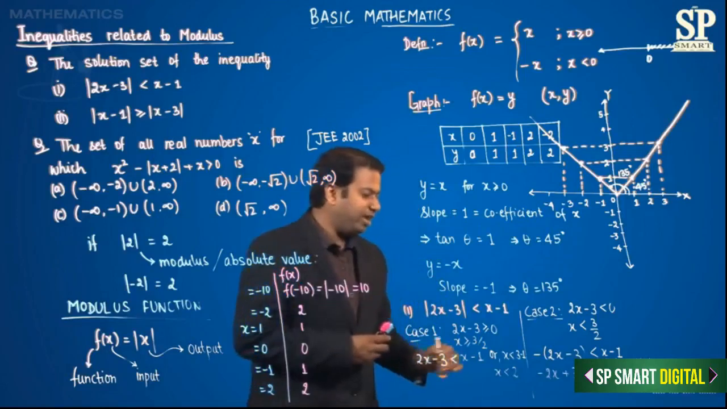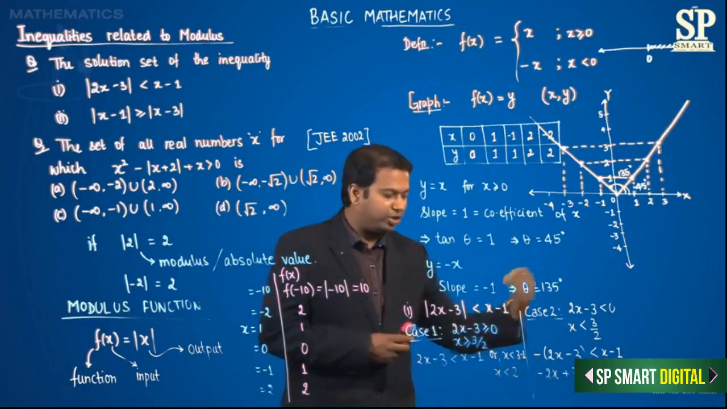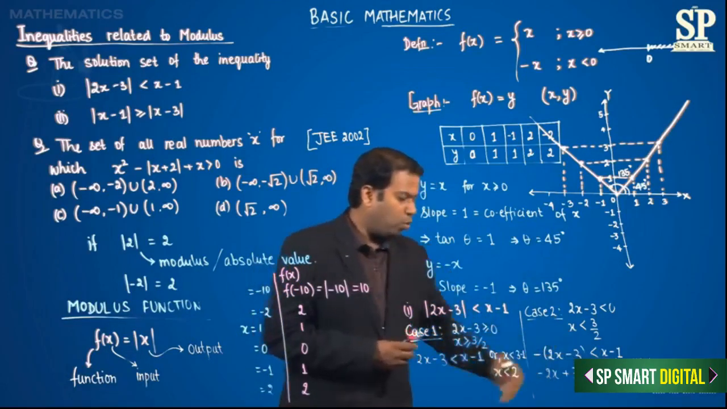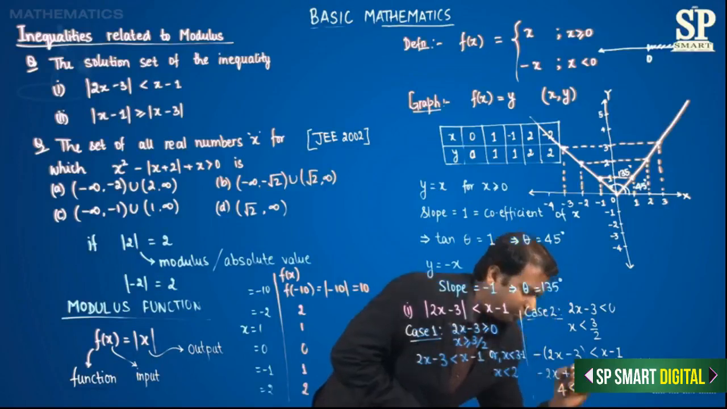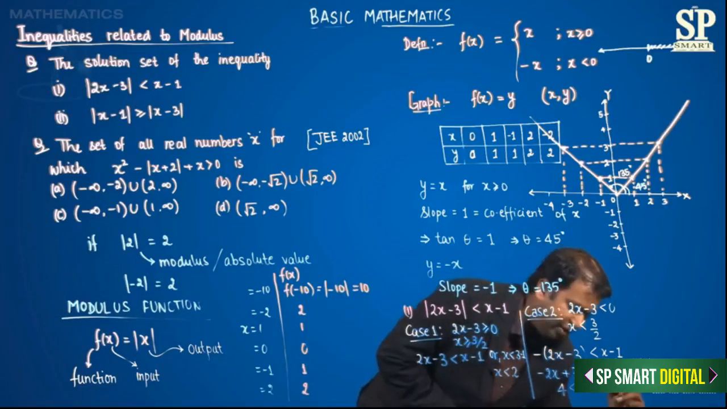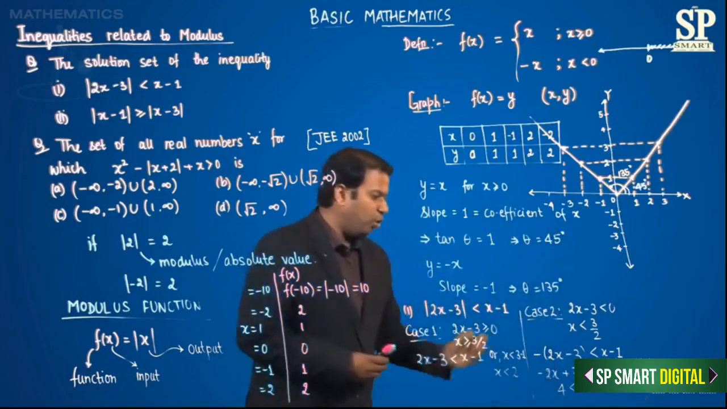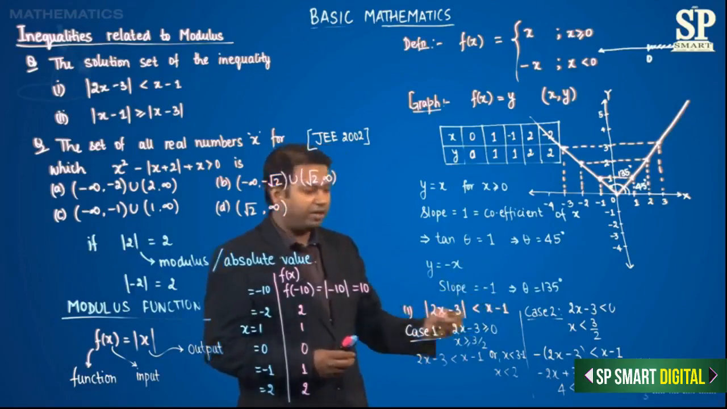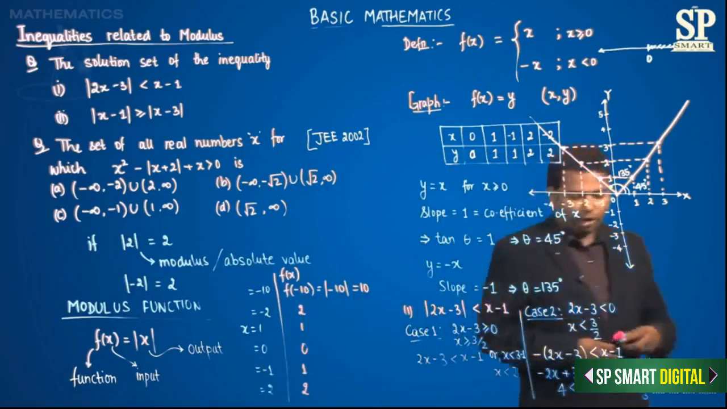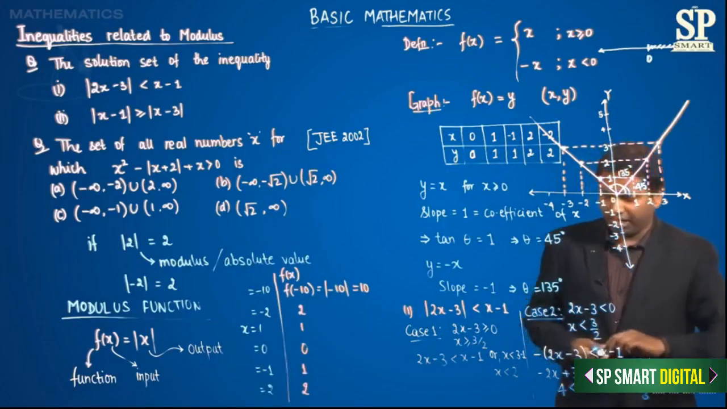Let us try to simplify this. We take -2x to the right hand side and we bring 1 to the left. So we have 4 < 3x, or we can write x > 4/3. So now we again have two cases and we have the solution set for both of them. Let us now try to plot them on a number line.